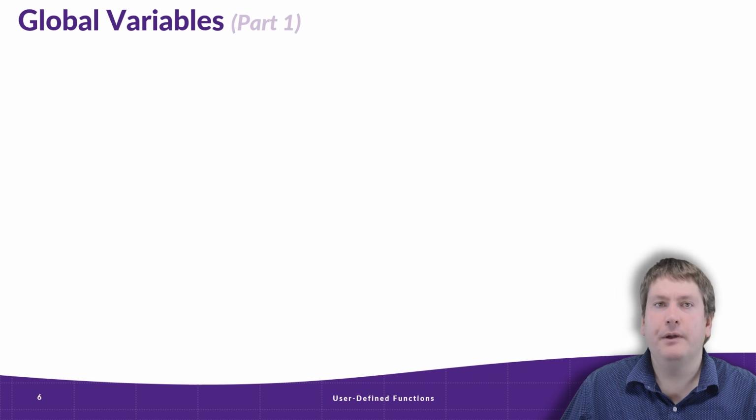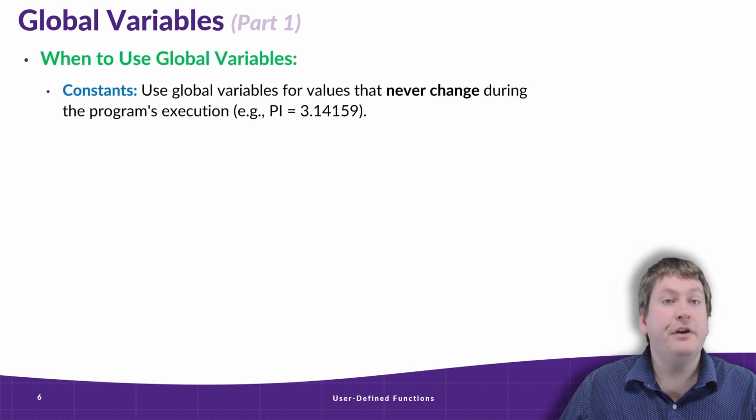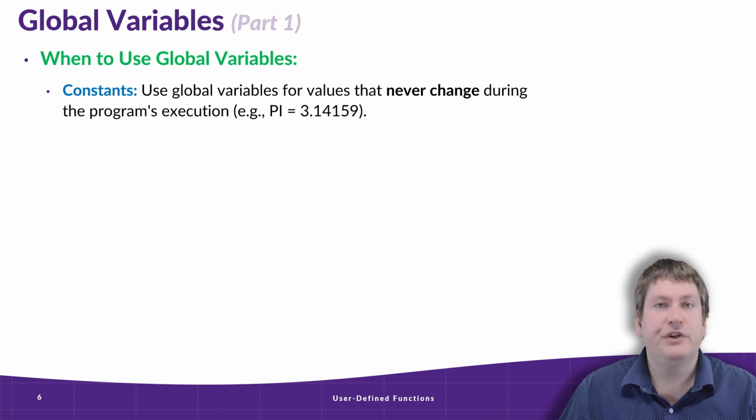Now, we should talk a little bit more about global variables, because this is a common problem area for new programmers. It's important to know when to use global variables and when not to use global variables. So some good uses of global variables are things like constants. These are values that never change.